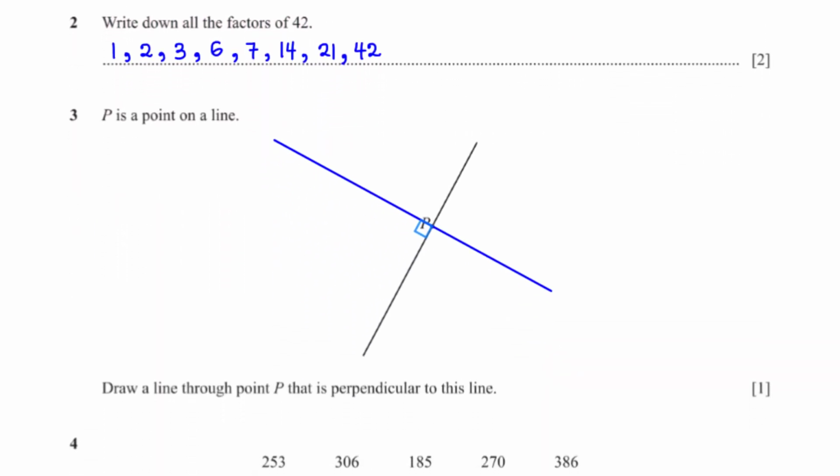P is a point on a line. Draw a line through point P that is perpendicular to this line. By using a protractor or a set square, we can measure and mark an angle of 90 degrees. When we are done, we draw a line through the 90-degree mark passing through point P.